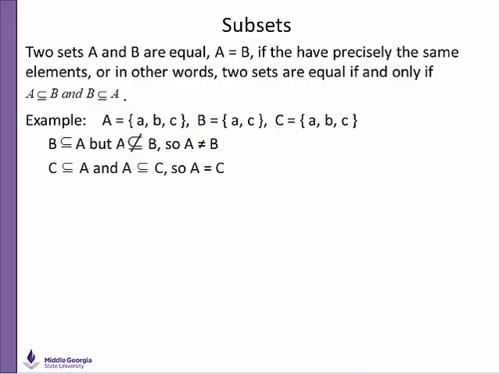C is a subset of A because every element of C is also in A. a is in A, b is in A, c is in A. And likewise, A is a subset of C because a is in C, b is in C, c is in C. So A equals C.